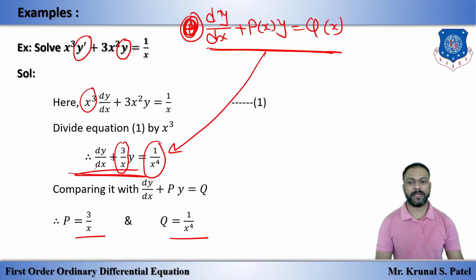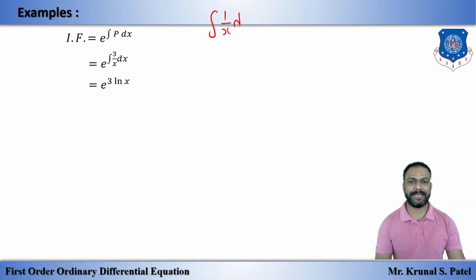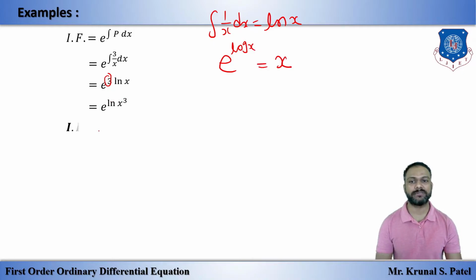After getting p and q, we find the IF, the integrating factor, that means e raised to integration p dx. Now p is 3 by x, so 3 as it is, and the integration of 1 by x dx is ln x. By the rule of logarithm, we take 3 to the power, so e raised to ln x cube, and e raised to log x gives us x, so e raised to ln x cube gives us x cube. This is our IF.